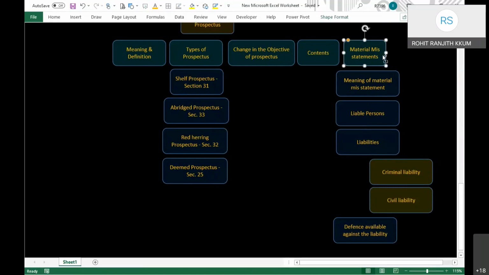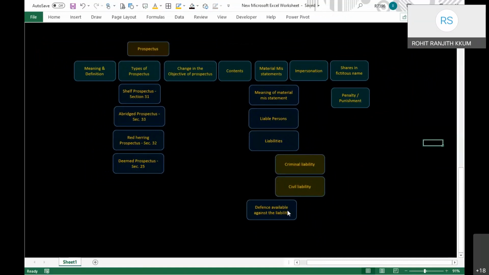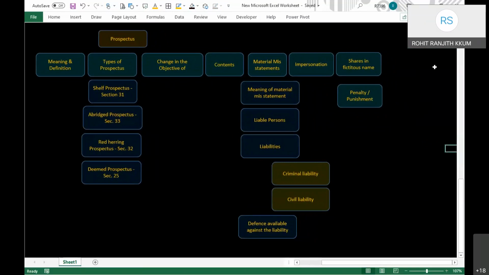All right. After then, next concept is about impersonation. After then, shares in fictitious name. And the last one is penalty or punishment. That is all about your prospectus chapter. I want all of you to just copy it, and once it's done, then we will start discussion. Please take your time.